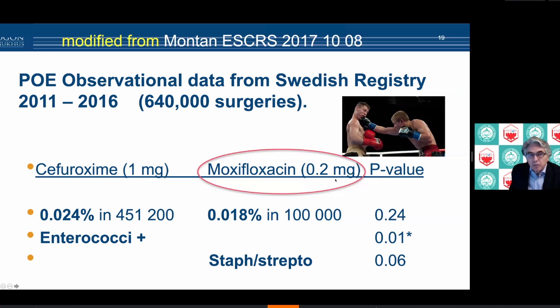The thing they showed that was unfortunate was they claimed that they had more staph and streptococcus infections with moxifloxacin. But if you look, they used a low dose. If you use a low dose, it doesn't kill off the resistant strains of staph or streptococci.